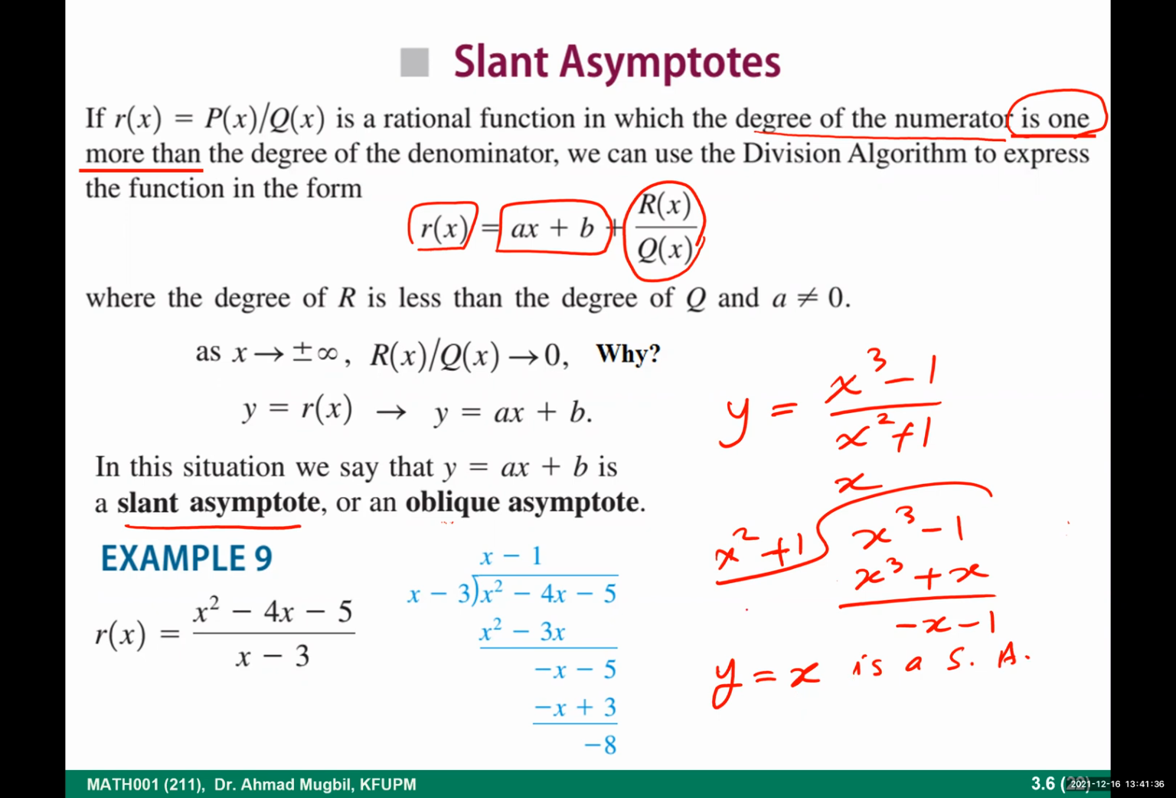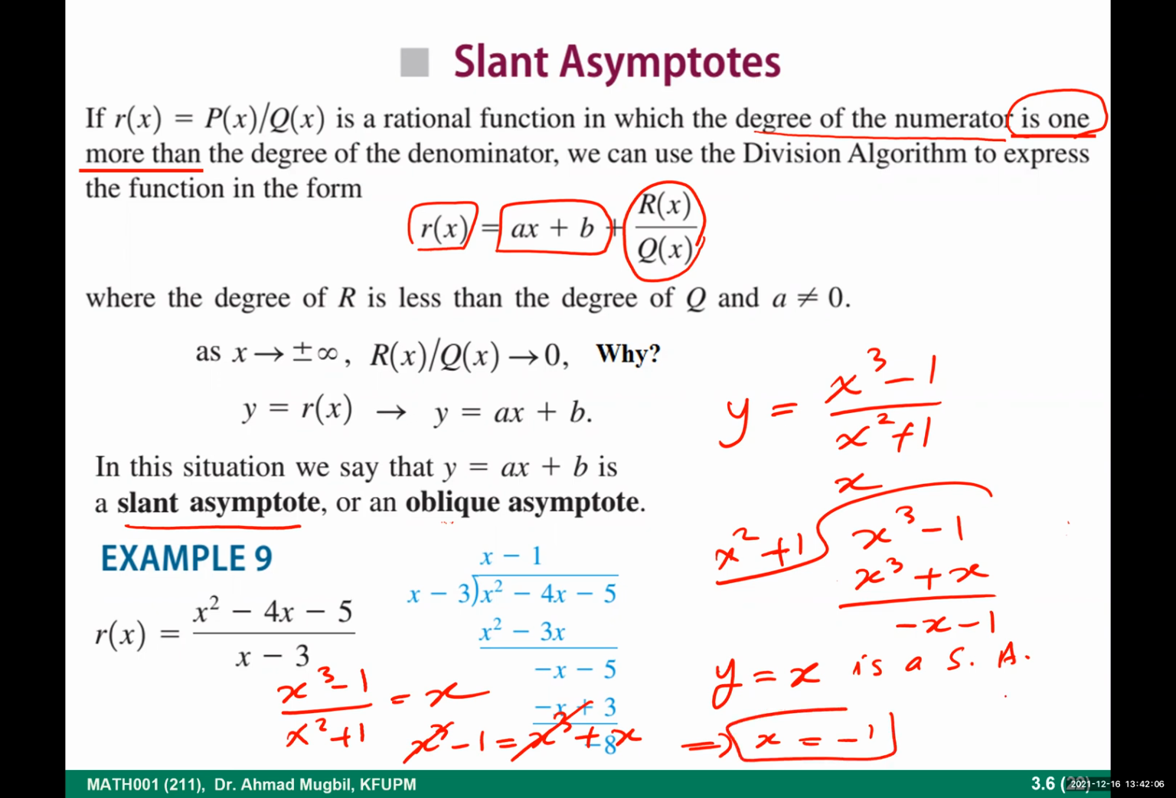Now, will the graph of this function intersect the line y equals x? Let's see. So you will put x cubed minus 1 over x squared plus 1 equal to x. You can also use graphing calculators to check that. So you will have x cubed minus 1 equals x cubed plus x. This will be cancelled and you have x equals negative 1. They intersect each other at negative 1. So the answer is yes, they may intersect. Again, this is about what happens eventually, like the horizontal asymptote, at infinity and negative infinity, not at some small values of x.